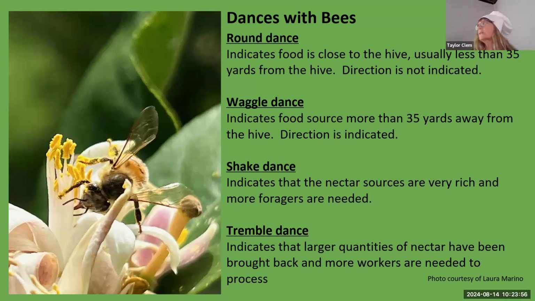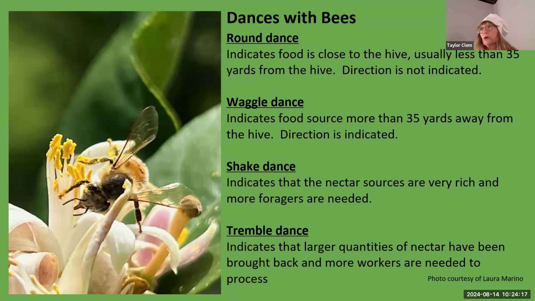If the flower source is within less than 35 yards, they'll do the round dance. If it's more than 35 yards, they'll do the waggle dance, and that also shows direction. There's information at the end of the slide that goes more in depth with a lot of this stuff about the dances and bees.